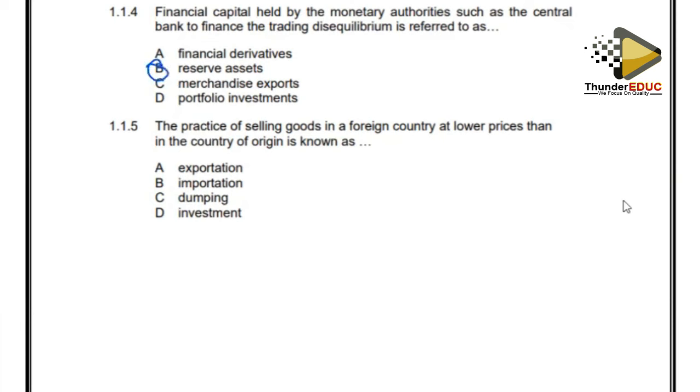Okay, right. So moving on to the next question, we have 1.1.5. The practice of selling goods in a foreign country at lower prices than in the country of origin. This is called dumping. So that one is straightforward. That is option C. Why are they selling them at a lesser amount in other countries? Because those are goods and services that are not needed anymore. So they can just sell them at a lesser amount so that they can get rid of them.